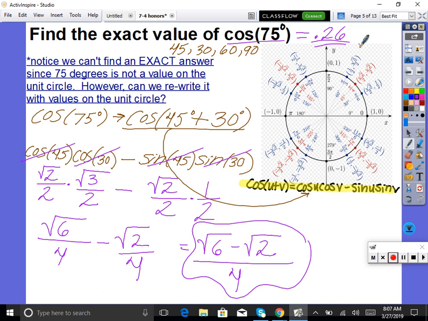Cool. Alright, so sum and difference formulas allow us to take something, and if we can, rewrite it in terms of the unit circle so that we can find exact answers instead. Okay, let's do another one.